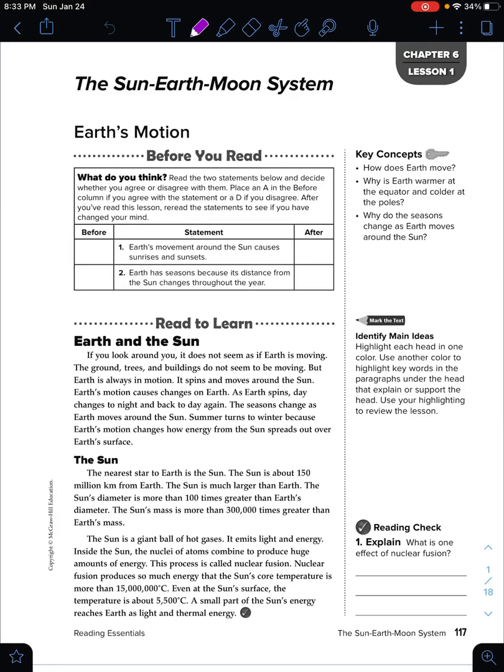Hey guys, let's go ahead and start reading chapter 6, Sun, Earth, Moon System. So in this first lesson, the key concepts that we are going to be covering are: how does the Earth move? Why is Earth warmer at the equator and cooler at the poles? Why do the seasons change as Earth moves around the sun?